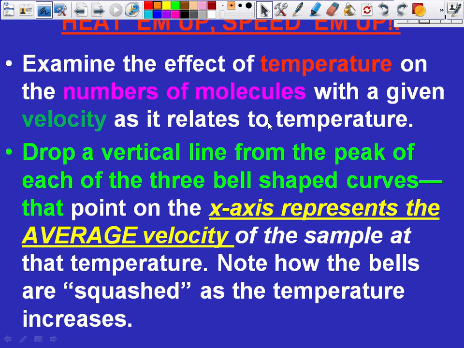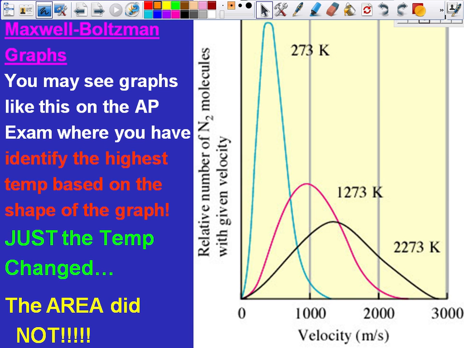All right. Heat them up, speed them up. You know this. Examine the effects of temperature on the number of molecules. Of course, you heat them up, you speed them up with a given velocity. Drop a vertical line from the peak of each of the 3 bell curves. The x-axis represents the average velocity of the sample. Now, this is what I was talking about.